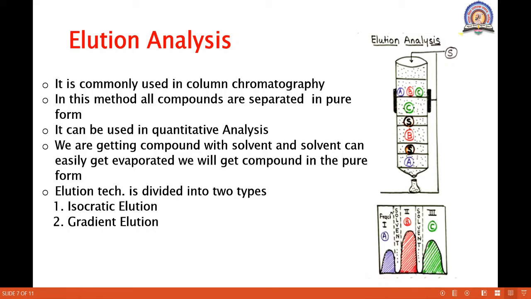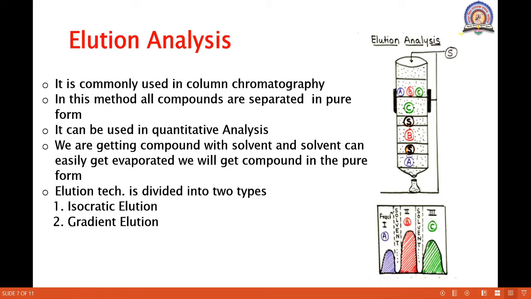This elution technique is divided into two types. The first one is isocratic elution and the second one is gradient elution. In isocratic elution, the composition of the mobile phase will be the same throughout the analysis. That means only one solvent system is introduced throughout the analysis. While in gradient elution, we use two solvents. One is a weak solvent and the other one is a strong solvent.